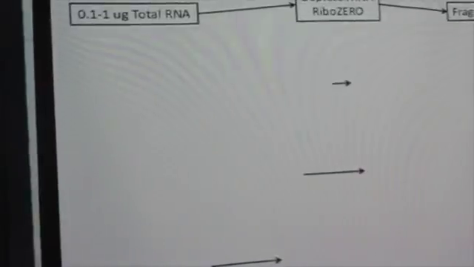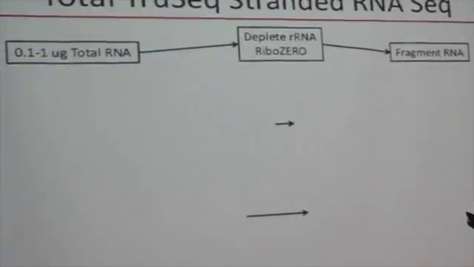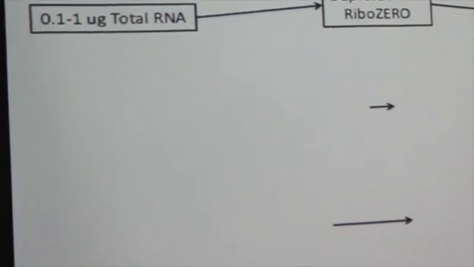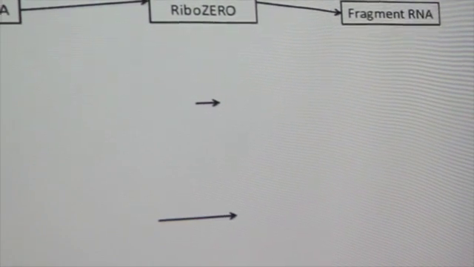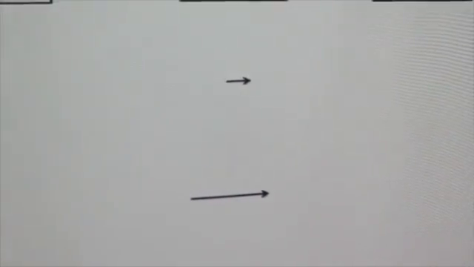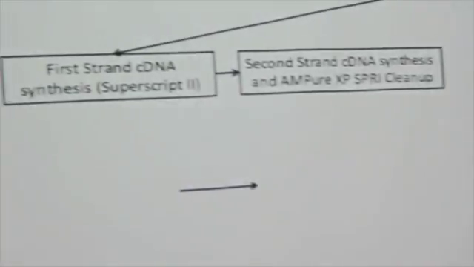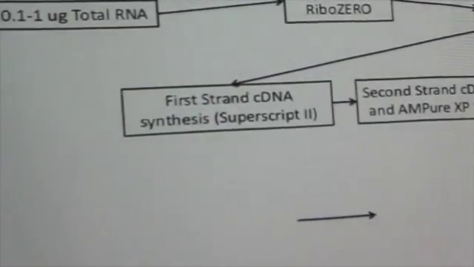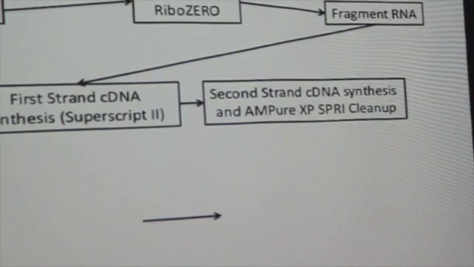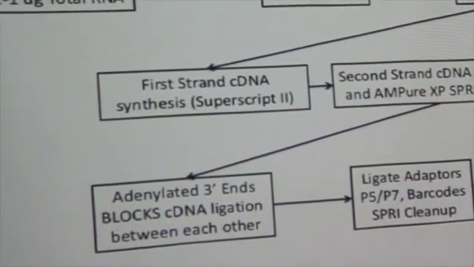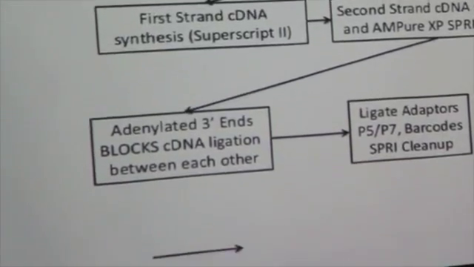And then this is TruSeq stranded total RNA. You start with 100 nanograms to 1 microgram of total RNA. You deplete the ribosomal RNA, which is basically a bead-based step that pulls out all the ribosomal RNA sequences. Here you fragment the RNA first. Remember, the other preps fragment the cDNA. Then you go to first strand cDNA synthesis, then second strand. Then you do a cleanup, which I'll explain in a little bit, and then you add the adapters and barcodes.